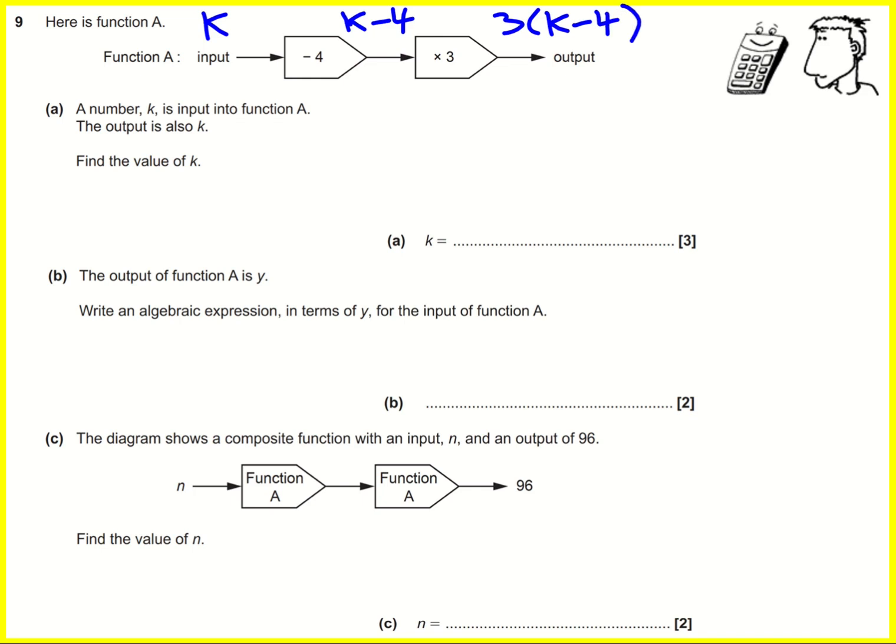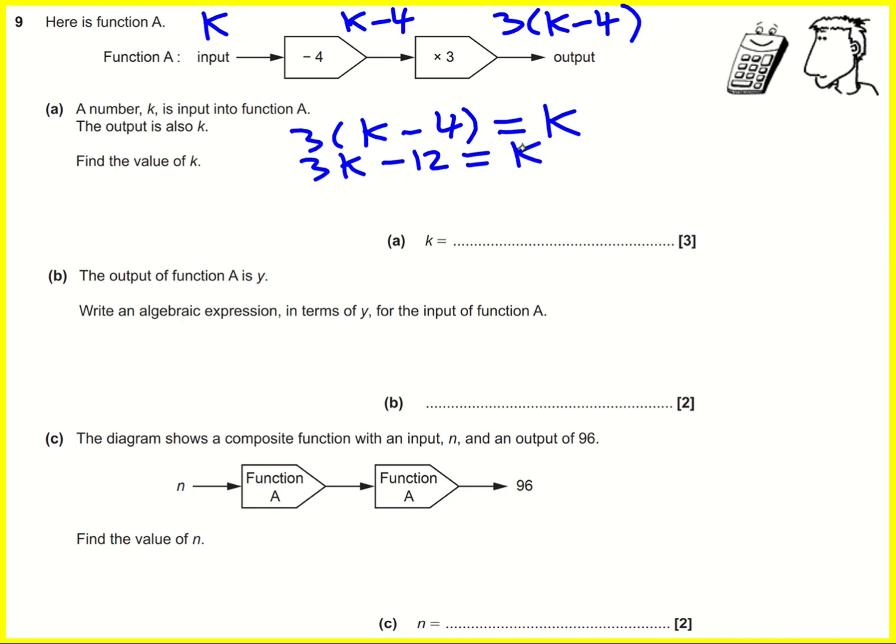Okay, that's the output. But I'm told that the output is also k, and so I'm actually creating an equation. 3 times k minus 4, that's the output when I put k as the input, is also equal to k. And I've got to solve this now. I'm not going to divide through by 3, like I could in theory do that, but it's not going to go into k. So I'm going to expand the brackets instead. 3k minus 12 equals k.